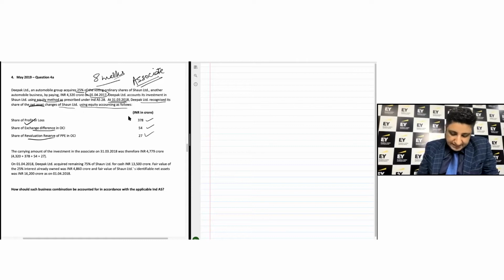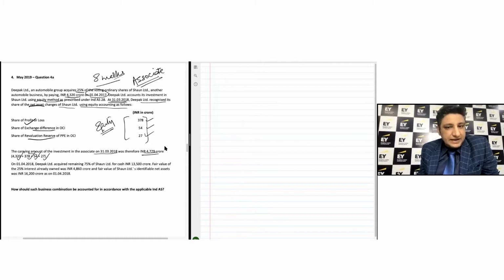And these are all examples of equity, right? Simply means whatever you invested originally, you're just going to add that as a part of your investment, okay? And by the way, this statement supports our view. It says that the carrying value of the investment on 31st of March 2018 was therefore 4320 plus 378 plus 54 plus 27, which is 4779 crores.